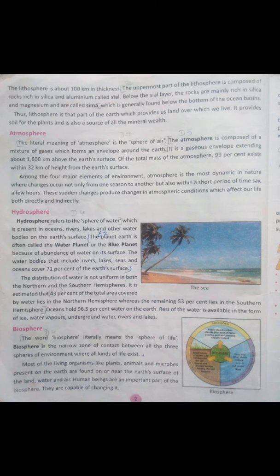Okay, and then among the four major elements of environment, the atmosphere is the most dynamic in nature. Why it is known as the most dynamic in nature means that changes occur not only from season to season, season के season एक लंबा टाइम होता है ऐसा नहीं, but also within a short period of time. बहुत छोटा टाइम पे बहुत सारा चेंजेस होता है. इतने few hours में मौसम चेंज हो जाता है, and then पानी गिर जाते हैं, फिर गर्मी हो जाता है, धूप हो जाता है. So many changes occur within few hours.